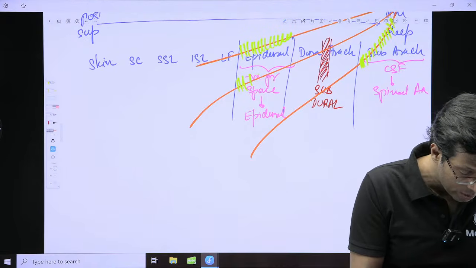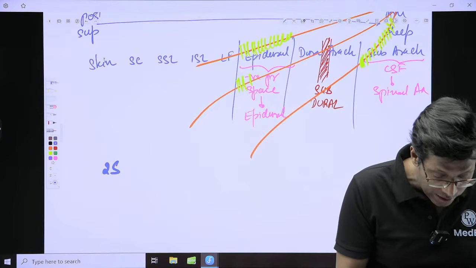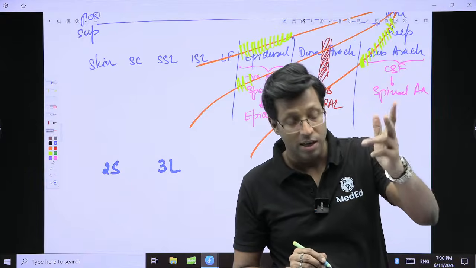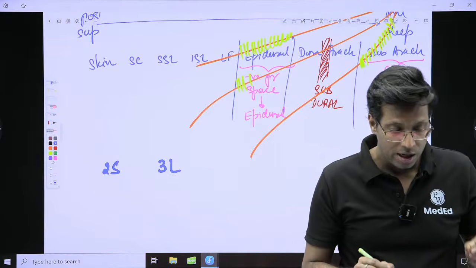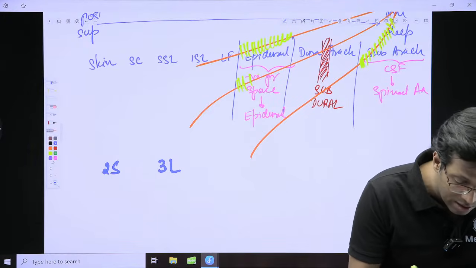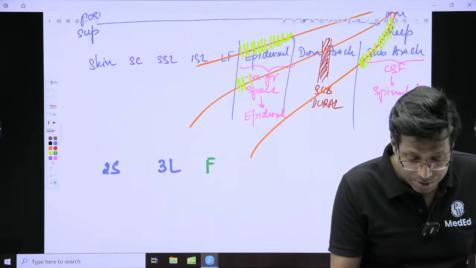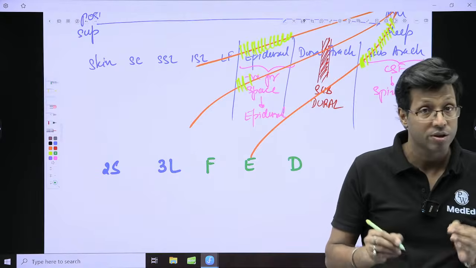The first that you get is 2S, which is skin and subcute. Then you get 3L, which is supraspinous, interspinous and ligamentum flavum. 2S, 3L. After that, ligamentum flavum. So the last one is ligamentum flavum, which is F. After F comes E, epidural space. After E comes D, which is the dura.